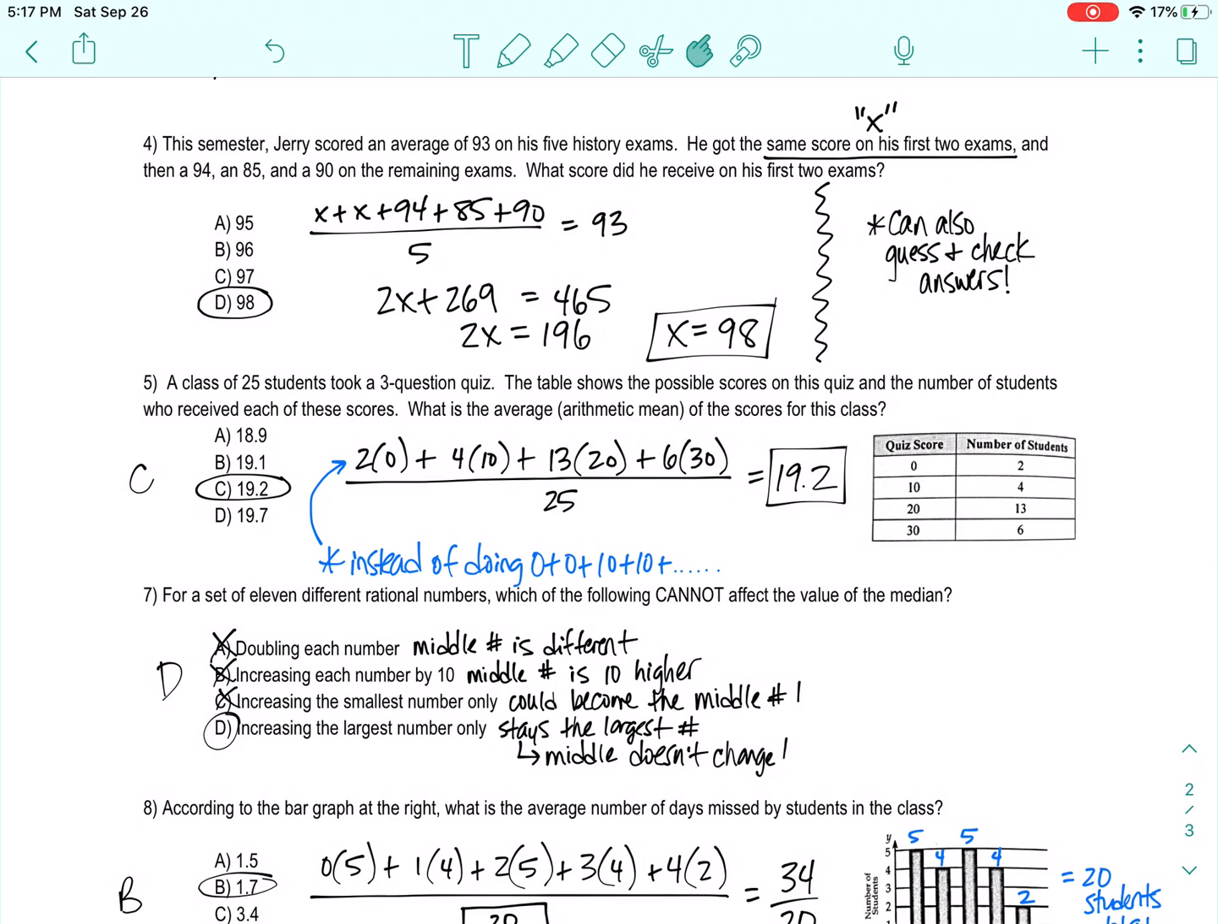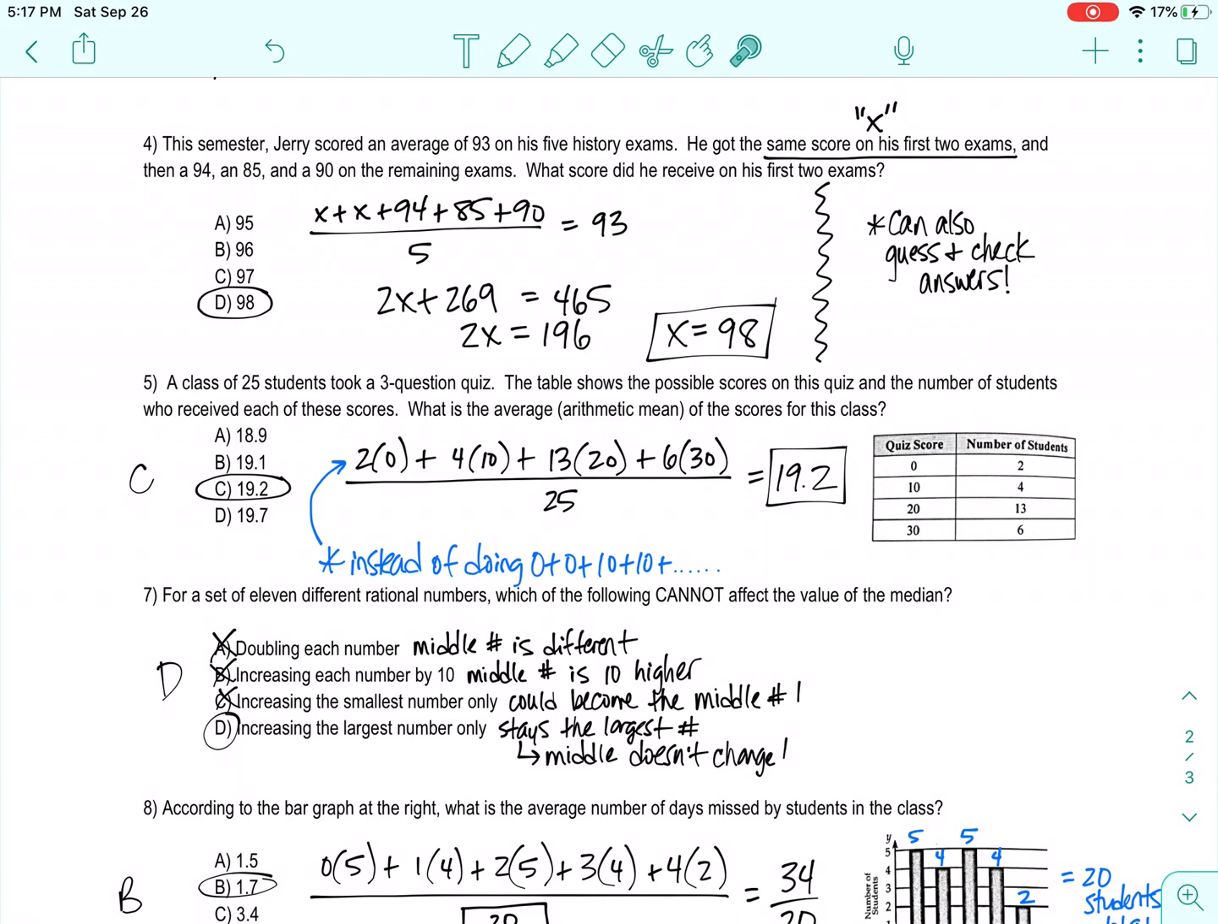Number 5, we've got a class of 25 students, so we know the number of students here in this case. That's my denominator. Took a 3-question quiz. Here is all the quiz scores, so if the people that got all 3 questions wrong, there were 2 of them.